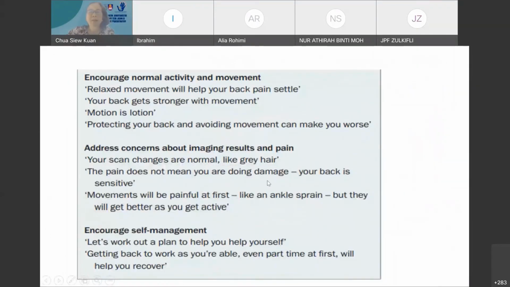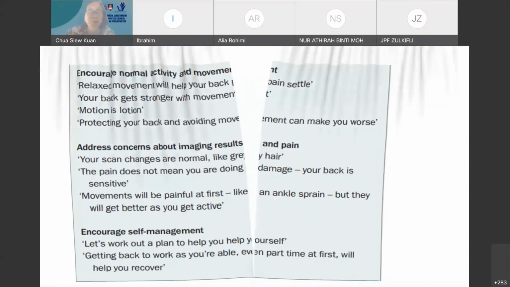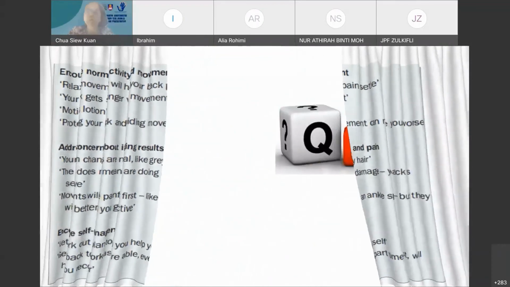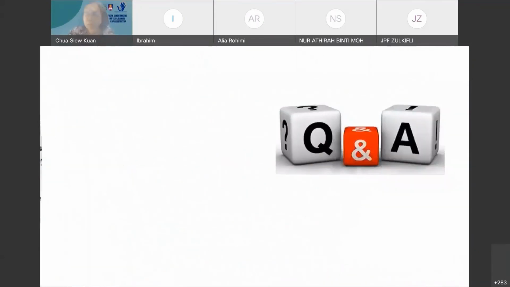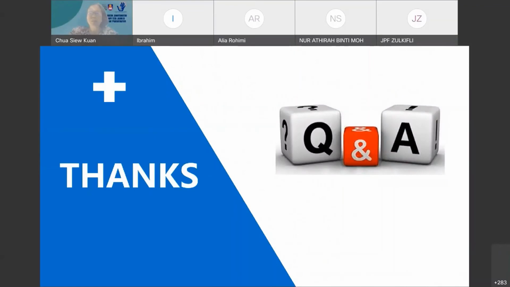We also have to address concerns about imaging. We have to tell the patient the positive part of the image result. Always tell them that pain-free people have no pain but have severe MRI or X-ray results. This kind of message. So I think that's all about the current trend of assessment. The good assessment will lead to good treatment, the choice of treatment. So I end my talk.